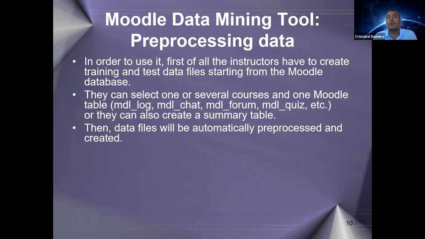In order to use it, the instructor has to create the training and test data. The professor has to prepare these two files, and we are going to explain how. These two files are obtained from the Moodle log file, from the server, from the Moodle database. The instructor can select directly from the data mining tool what table from the database they want to use. They select directly from the log, the chat, the forum, the quiz, and create a summarization table. This summarization table is later used for prediction. The tutor adds the final marks of each student, and then uses the split option to divide the file into training and test, and executes the algorithm. So the data file using this tool can be automatically preprocessed and created.